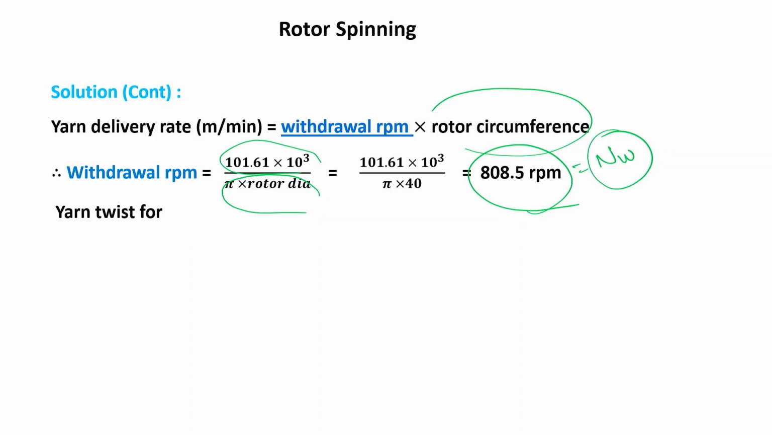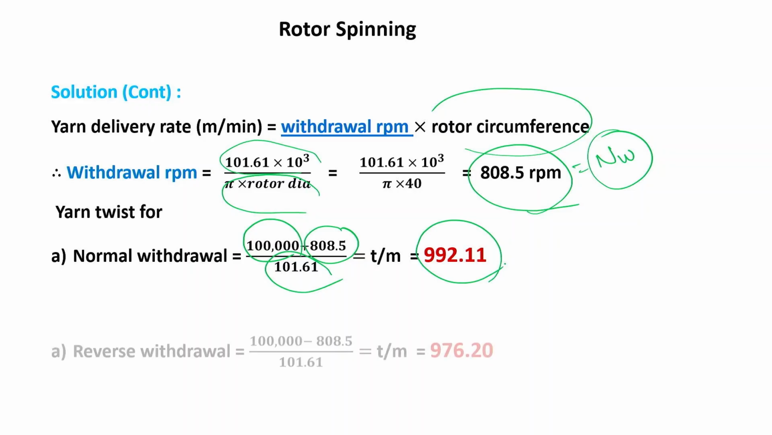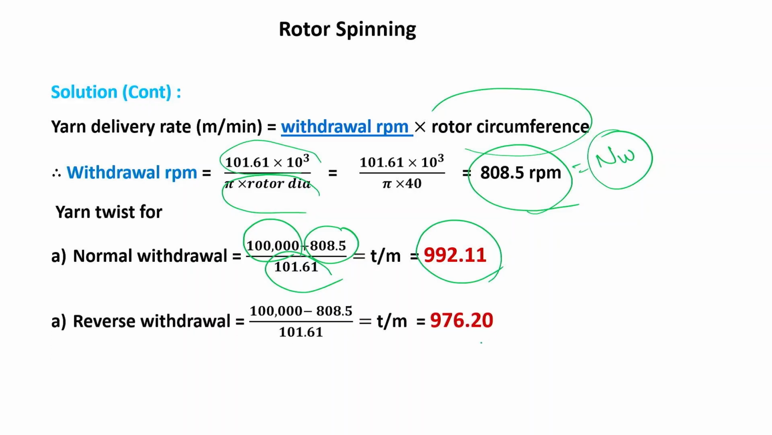So, for yarn twist for normal withdrawal, it is rotor RPM plus the withdrawal RPM divided by the delivery speed. So, 992.11, and for reverse withdrawal it will be 996.2. So, the range is from 976 to 992.